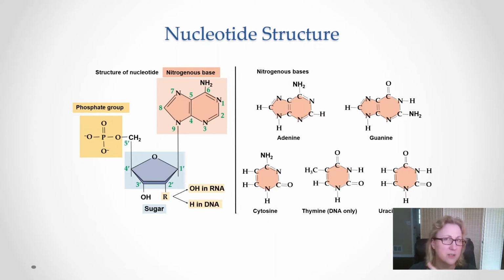And then RNA has one different base. Instead of thymine, it has uracil. So for RNA, the 4 letters are A, G, C, and U, and there's no T in RNA. Why RNA has uracil and not thymine, we don't know. As you can see, thymine and uracil are almost identical. Just one methyl group differentiates them.